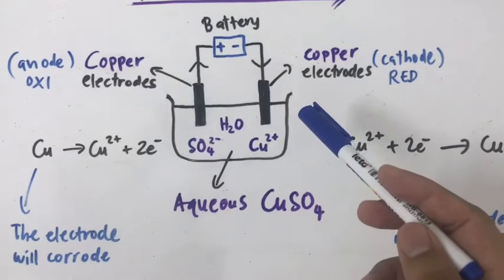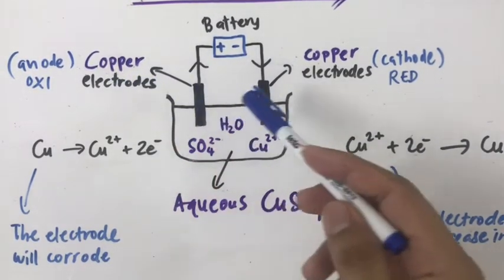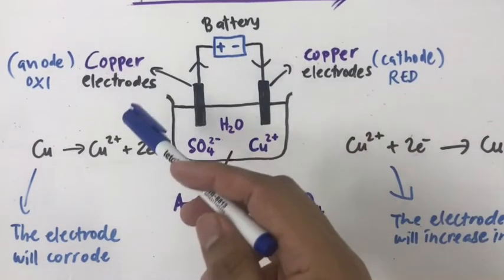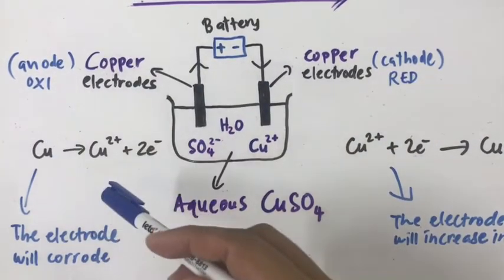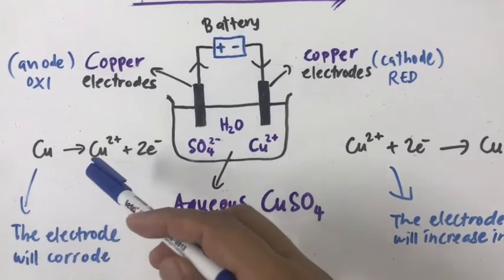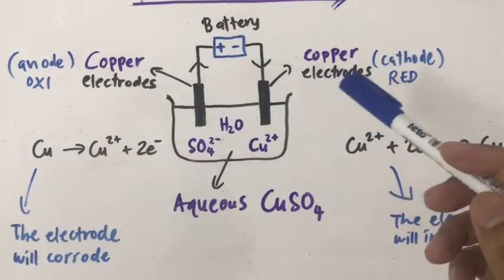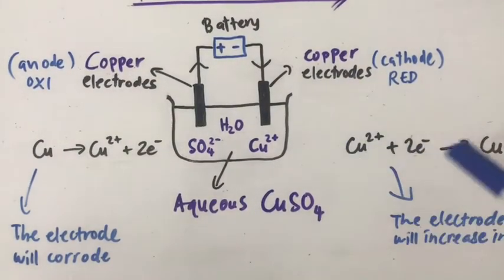This happens when we are using copper as the active electrode for both anode and cathode. However, when we are using carbon, an inert electrode, for both anode and cathode, there will be different results at the anode, whereby the water molecule will undergo oxidation to produce oxygen gas. However, at the cathode the result will be the same.